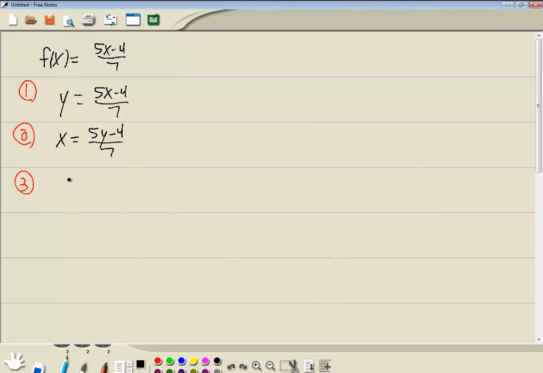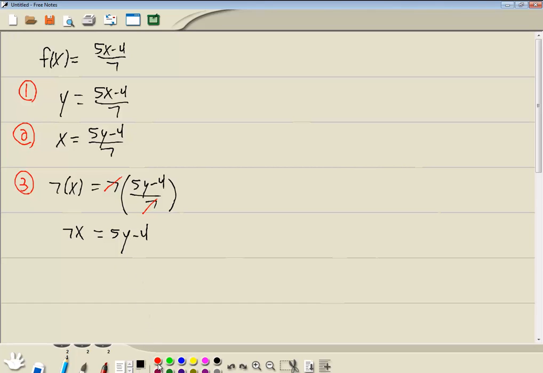Multiply everything by the LCM of all your denominators. We only have one denominator, so that is our LCM. So multiply both sides by 7. So 7 times x and 7 times 5y minus 4 over 7. These 7's are going to cancel. And we got 5y minus 4 left there, and 7 times x is 7x.